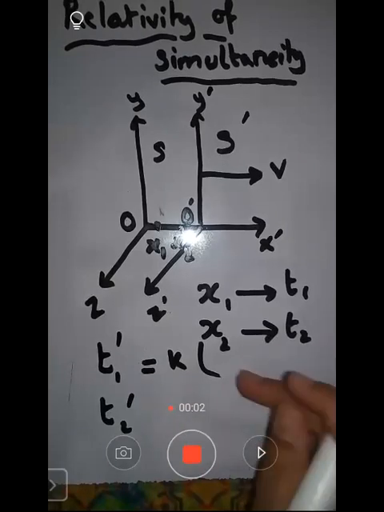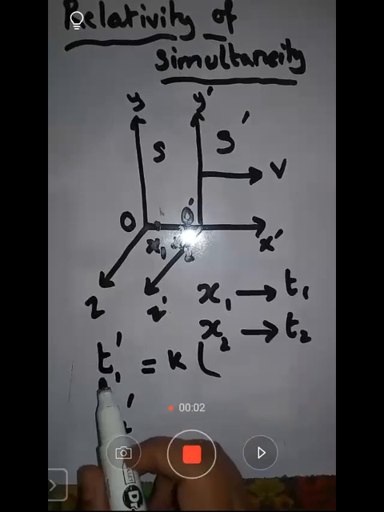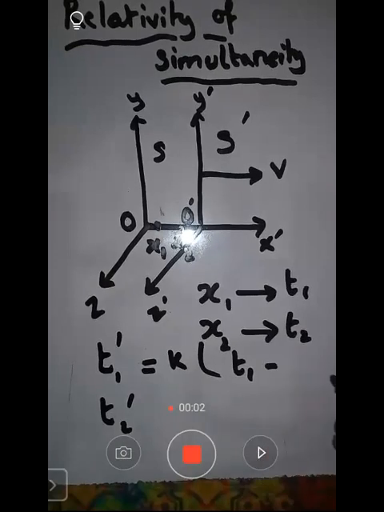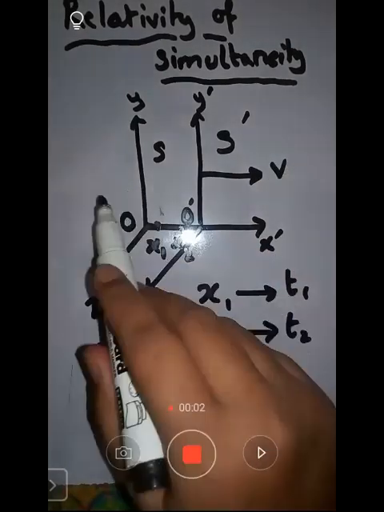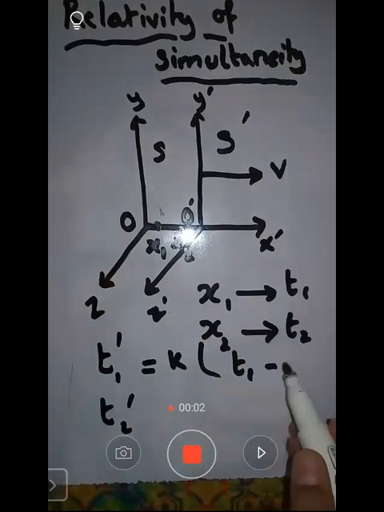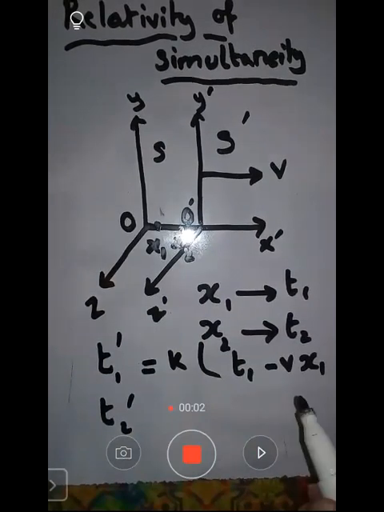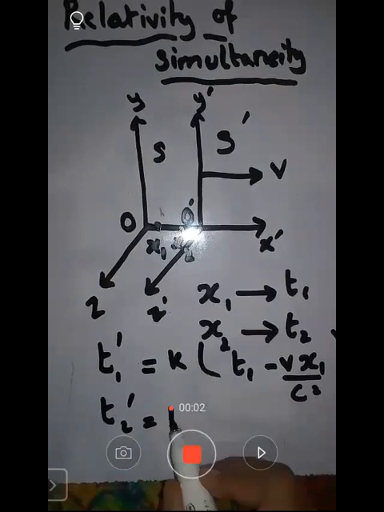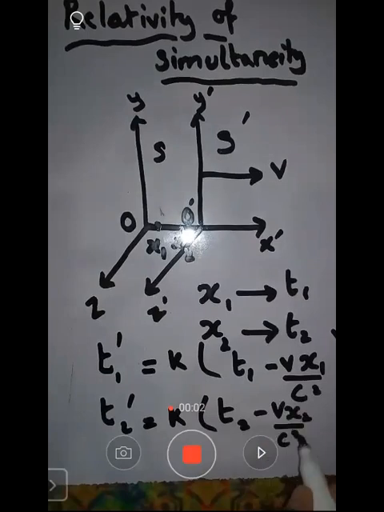Now we will write the equations for the time measurement, the occurrence of these events. The occurrence of event number 1, which is positioned at x1, is equal to t1 minus v x1 over c square. As we are observing the event occurring in the S frame of reference from another frame of reference, the velocity will be taken as negative. Similarly, we will take the time for the second event as equal to t2 minus v x2 divided by c square.